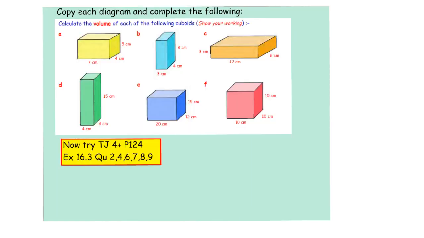There's a few here for you to try then. So we've got cuboids on this slide here. You can go ahead and work these out. You can use a calculator for it if you need to, but please do write out the formula each time and show all the working that you're doing. Make sure you have the right units. And once you've done that, if you can try the TJ 4 plus page 124, and try these questions of 16.3, which is some triangular and more irregular prisms for you to try. Okay, and of course check your answers at the back.